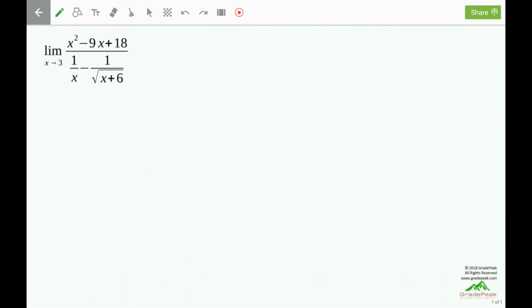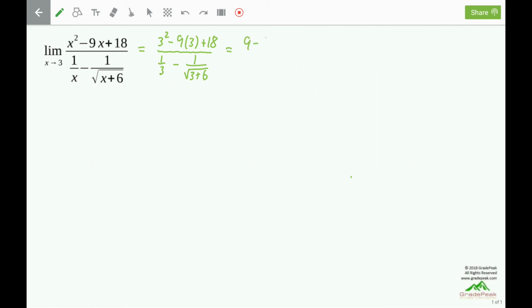Limit as x goes to 3 of (x squared minus 9x plus 18) divided by (1 over x minus 1 over the square root of x plus 6). The first thing we're going to try is plugging a 3 in for each of the x's. That'll give us 3 squared minus 9 times 3 plus 18 over 1 over 3 minus 1 over the square root of 3 plus 6.